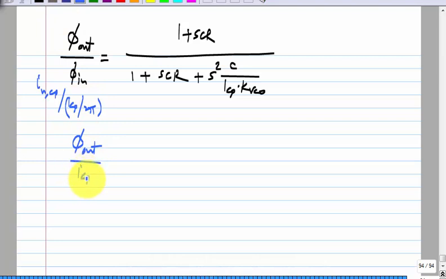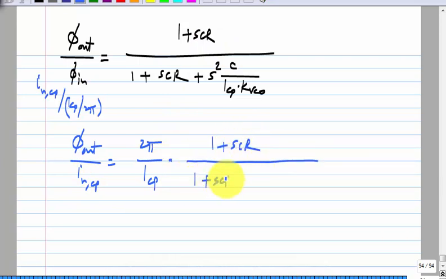So, phi out by INCP, the charge pump noise, is nothing but 2 pi by ICP times 1 plus SCR divided by 1 plus SCR plus S square C divided by ICP times KVCO. This we know is a low pass filter, and if you design for a damping factor much more than 1, this looks like a first order low pass filter whose bandwidth equals omega u loop, which is ICP times R times KVCO radians per second.